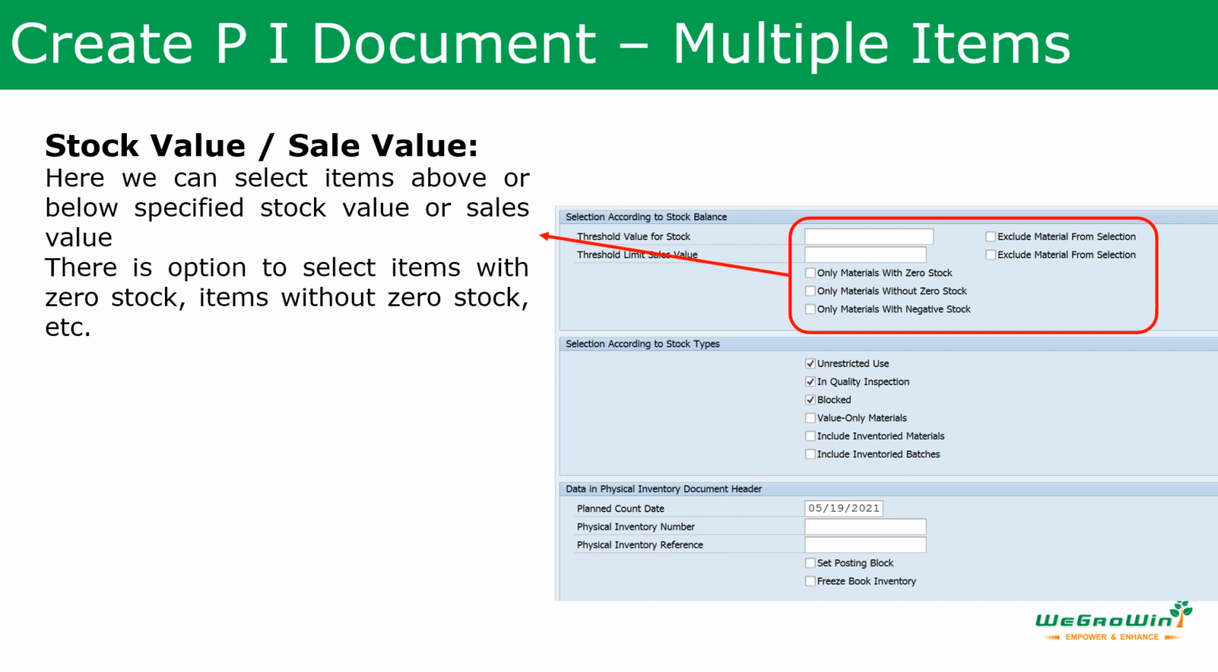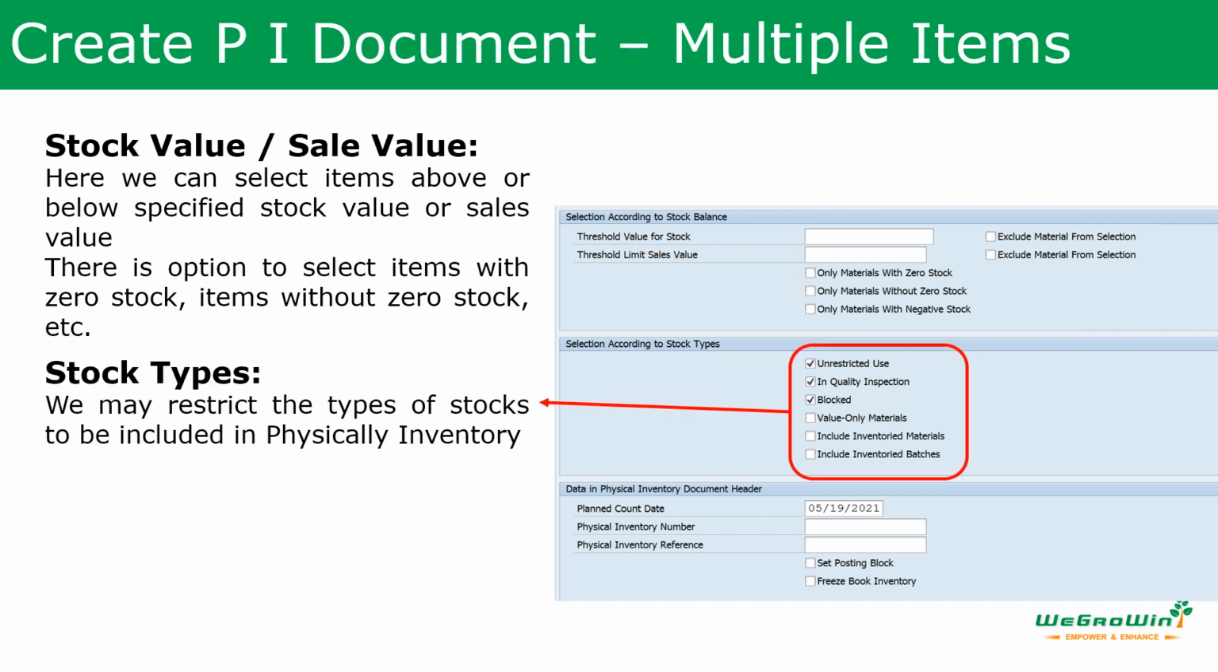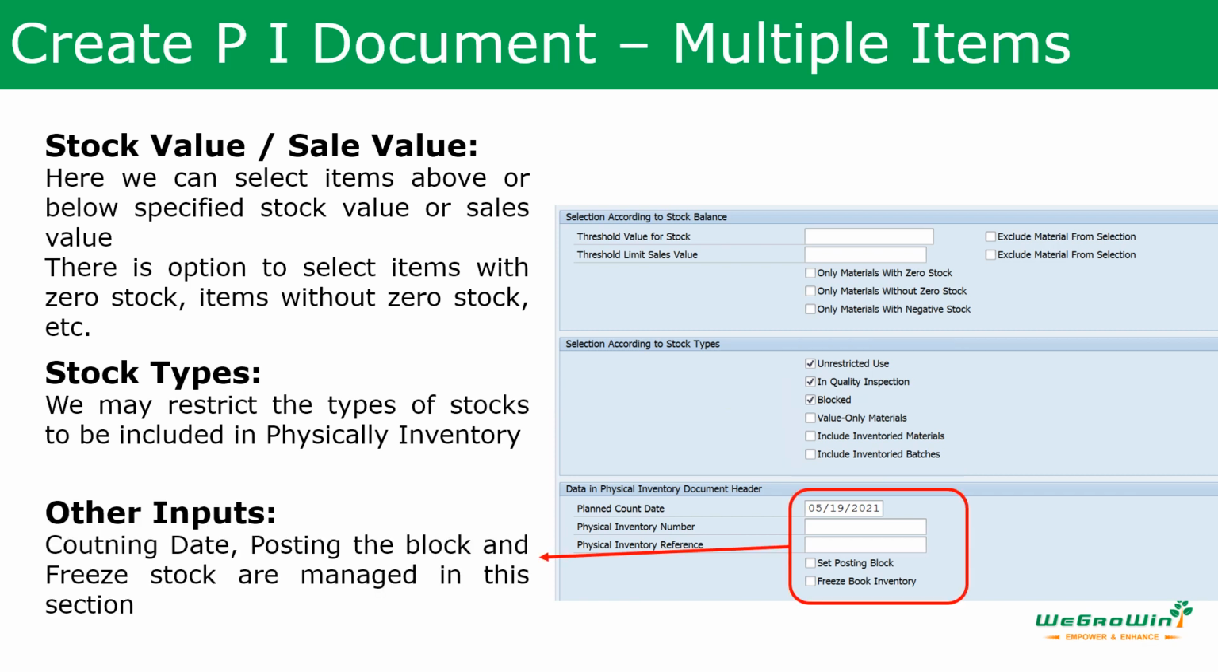We continue the discussion on the selection parameters in MI31, and now we can select the items above or below a specified stock value or sales value. There is an option to select items with zero stock, items without zero stock, etc. We may also restrict the type of stocks to be included in the physical inventory, like unrestricted stock, quality inspection stock, blocked stock, etc. Other details like counting date, posting block, and pre-stock are also available in this selection parameter section.